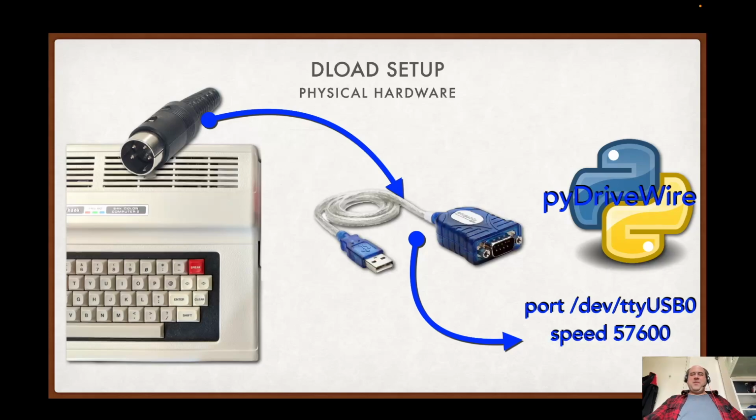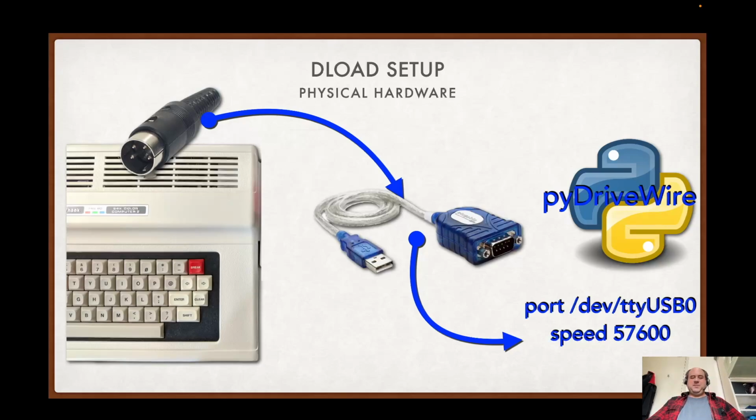And you configure pyDriveWire a little bit differently here. You tell it to use a USB serial port. In my case, I tend to use Linux or Mac, so I have /dev/ttyUSB0, but of course you can put COM3 or whatever COM number your USB serial adapter is. And for Coco 2, you use a 57600 baud rate for DriveWire. So note in this setup, there's only one connection in between the Coco and pyDriveWire, and you need to use this same connection for both DLOAD and DriveWire.